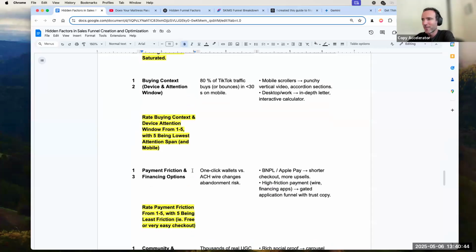All right, a few more to go. Payment friction and financing options. If I look at what a 5 looks like there, it would be something free with a very easy checkout. I think it's pricing, but it's also that it's really easy. If you don't have to put a credit card in at all, to me that's a 5. Put your name and your email, and I'll send you this free guide. Very little friction, which is why an opt-in like that can convert at 50 to 70%.